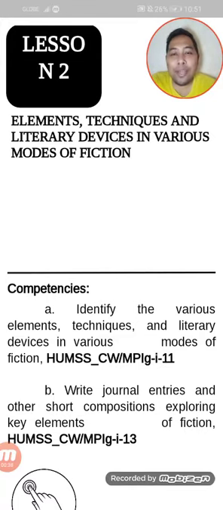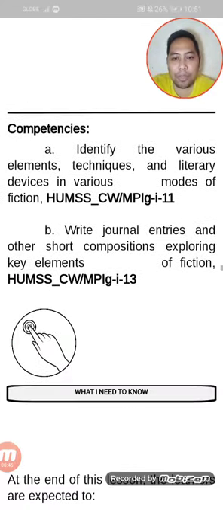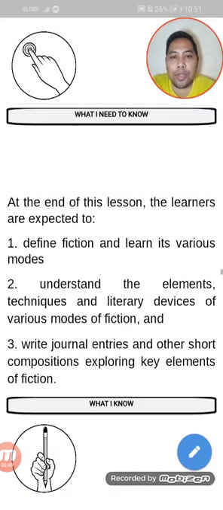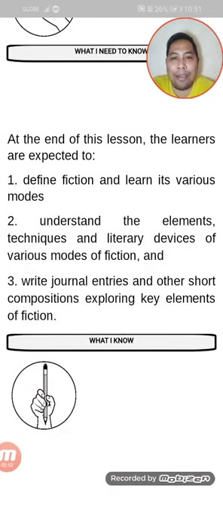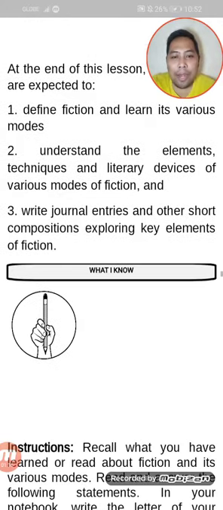Okay, let's proceed. So, Lesson 2: Elements, Techniques, and Literary Devices in Various Modes of Fiction. Again, as usual, at the end of this lesson, the objective: the learners are expected to define fiction and learn its various modes, understand the elements, techniques and literary devices of various modes of fiction, and write journal entries and other short compositions exploring key elements of fiction.